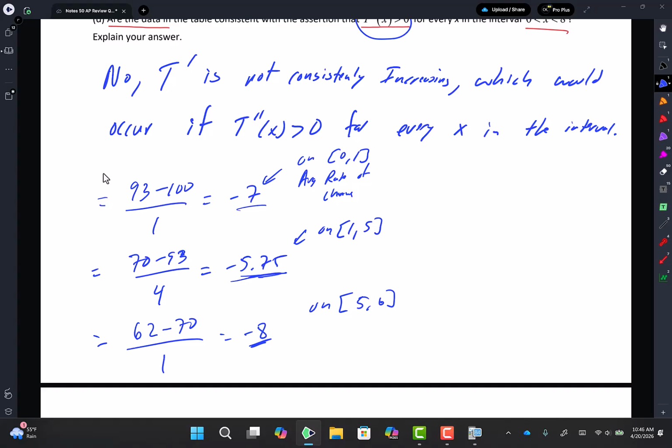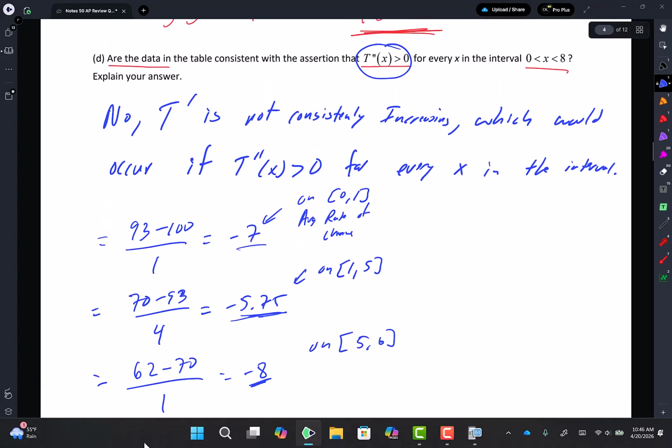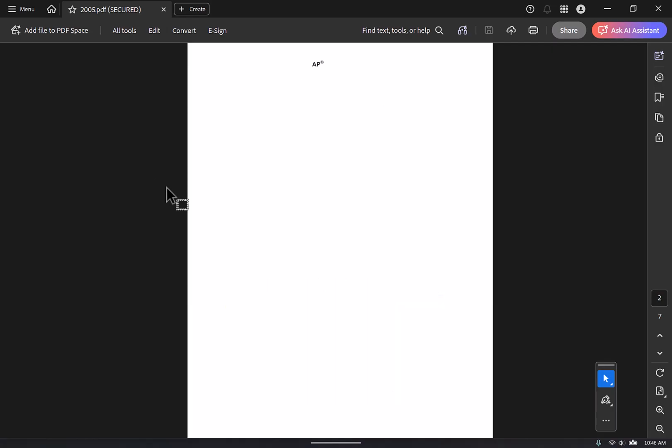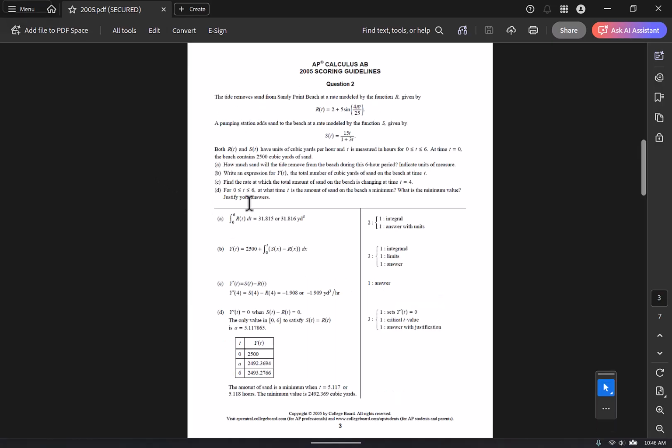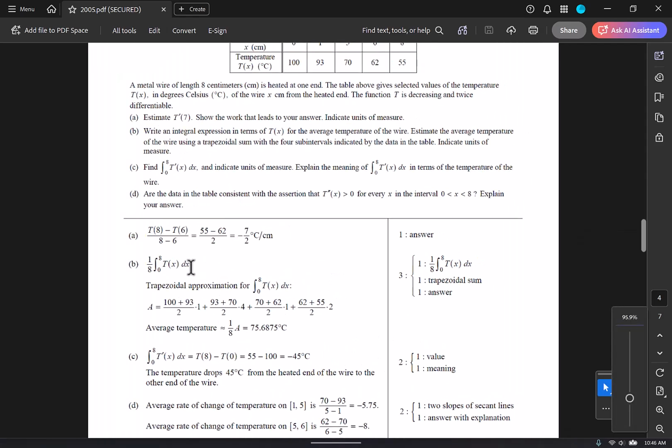Should we look at the rubric for this one? Letter D was probably the hardest one. What year was this? Okay, here it is. Did we get the answer for letter A? Yep. Oh, wow. Letter B was 3 points. They give you a point for the integral from 0 to 8 of T of x dx, a point for the trapezoidal sum, and a point for the answer, 75.6875 degrees Celsius. All right, we got it.